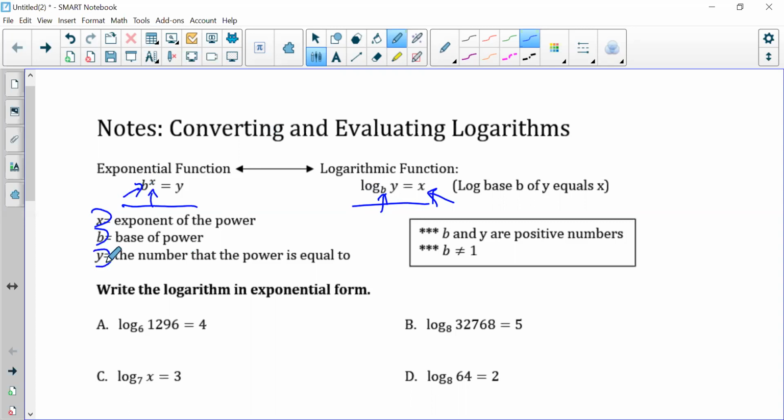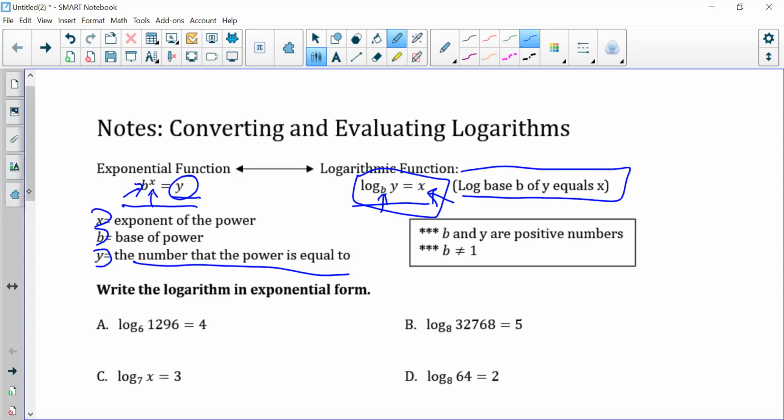Y is the number that the power is equal to, which sounds a little weird, this definition, but read this. B to the power of x is equal to y. All right, so that's how that definition came about. So when we read the logarithmic form of this, we say the log base B of y equals x.